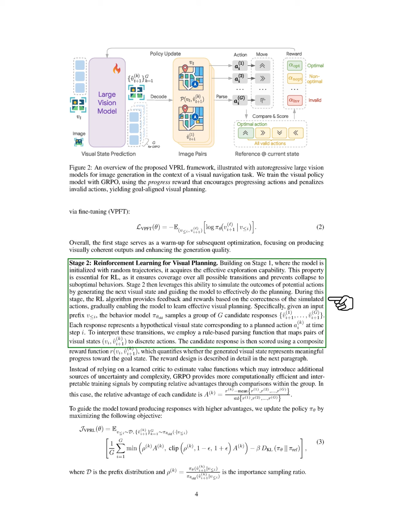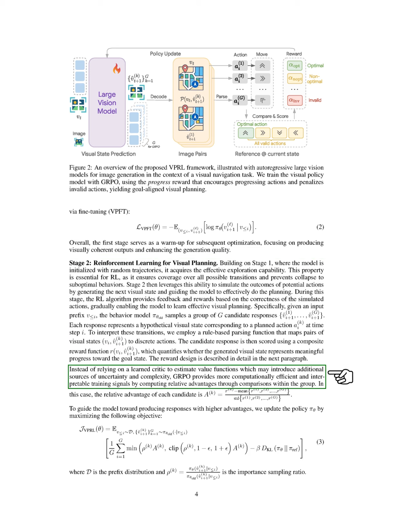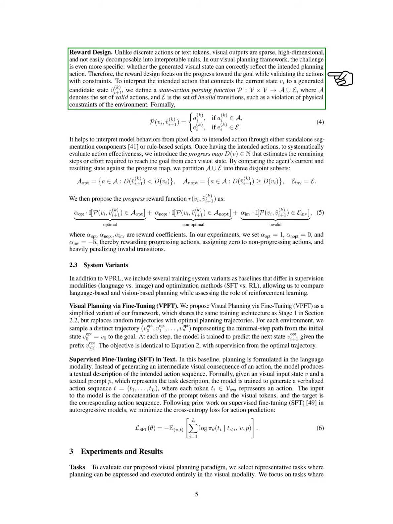We use a rule-based function to interpret these transitions and score them with a reward function that measures progress toward the goal. Instead of relying on a complex learned critic, GRPO offers a more efficient way to compute training signals by comparing relative advantages among candidates. For our reward design, we focus on whether the generated visual state accurately reflects the intended planning action. We define a function to interpret the intended action connecting the current state to the generated candidate state.